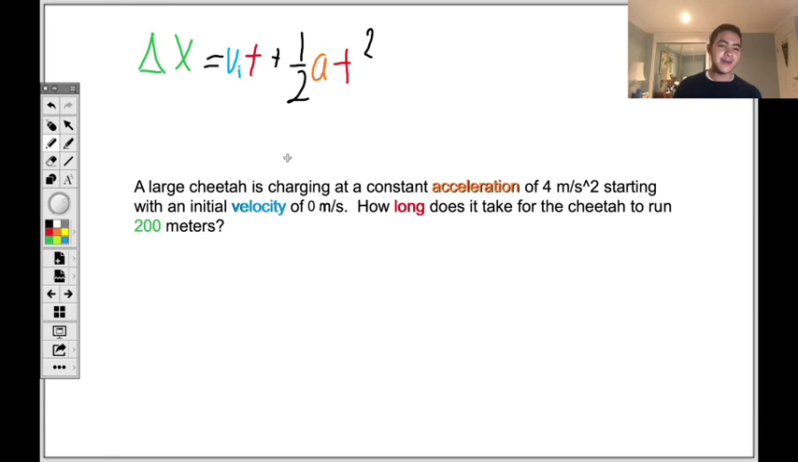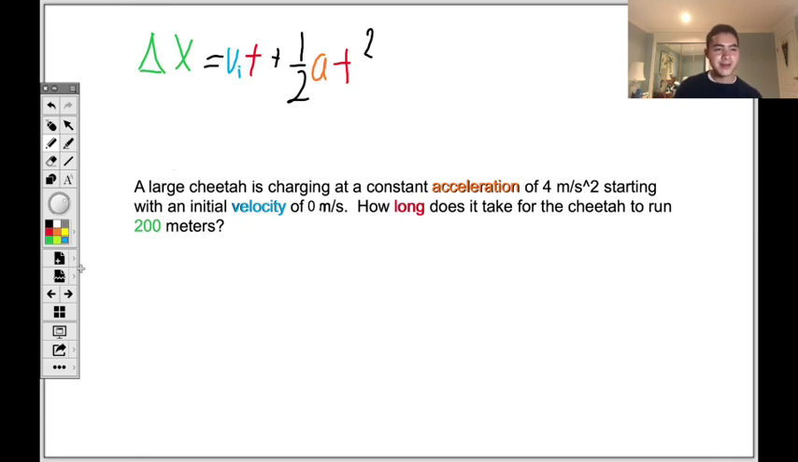With each of the examples, try to do it on your own first before I explain. So a large cheetah is charging at a constant acceleration of 4 meters per second squared, starting with an initial velocity of 0 meters per second. How long did it take for the cheetah to run 200 meters?